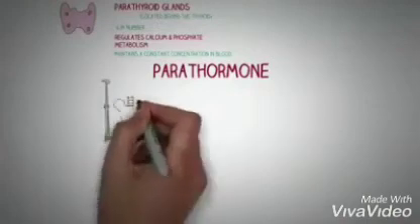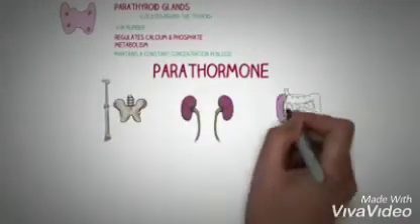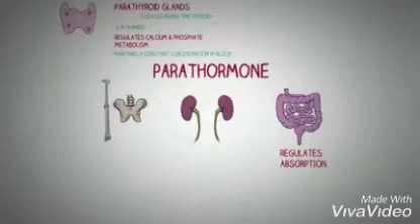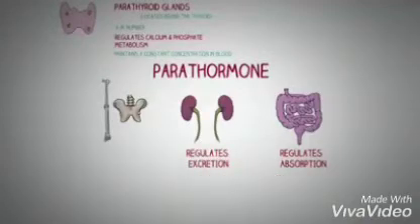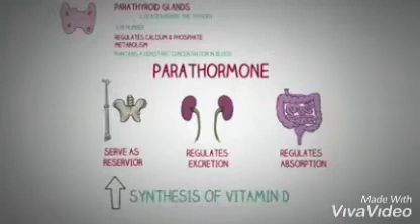It does so by releasing a hormone known as parathormone, which mainly acts on bone, intestines, and kidneys. Through the intestines, it regulates how much of the calcium should be absorbed in the body. Through the kidneys, it can regulate how much should be excreted, and since bones are a large reservoir of calcium and phosphate, it can use that to increase or decrease the calcium and phosphate concentration of the blood.